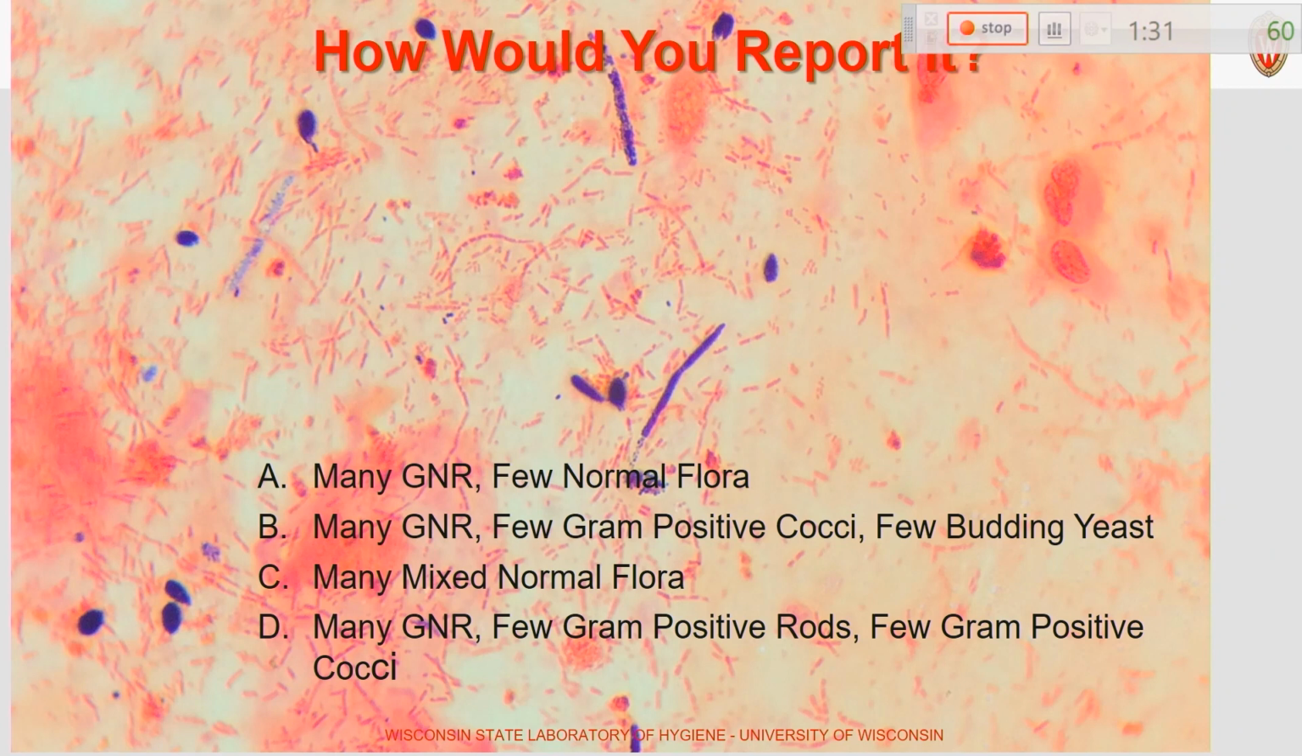The last question I had for my clickers, I think, before I turn it over to Tim, looking for feedback from the group: how would you report it? And this is a Gram stain of a sputum specimen. Polling is open. Many gram-negative rods, few normoflora; many gram-negative rods, few gram-positive cocci, few budding yeast; many mixed normoflora; or many GNRs, few gram-positive rods, few gram-positive cocci.